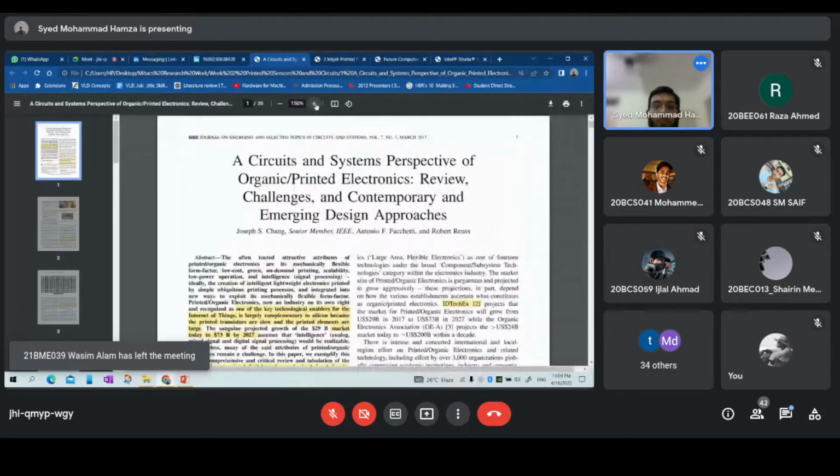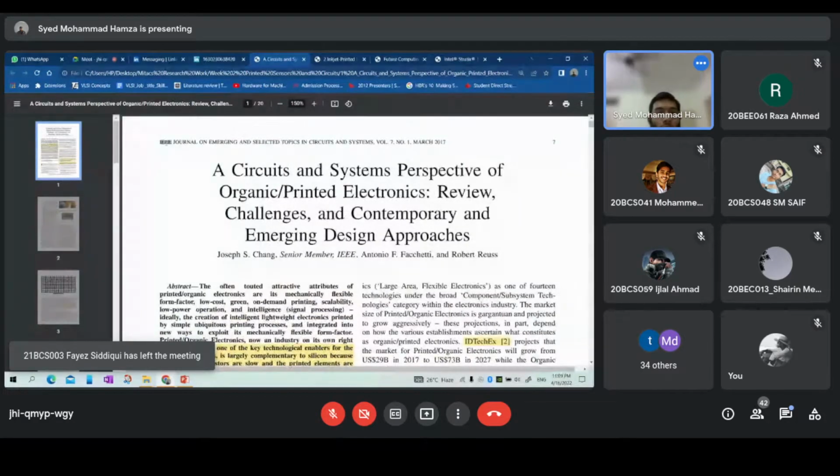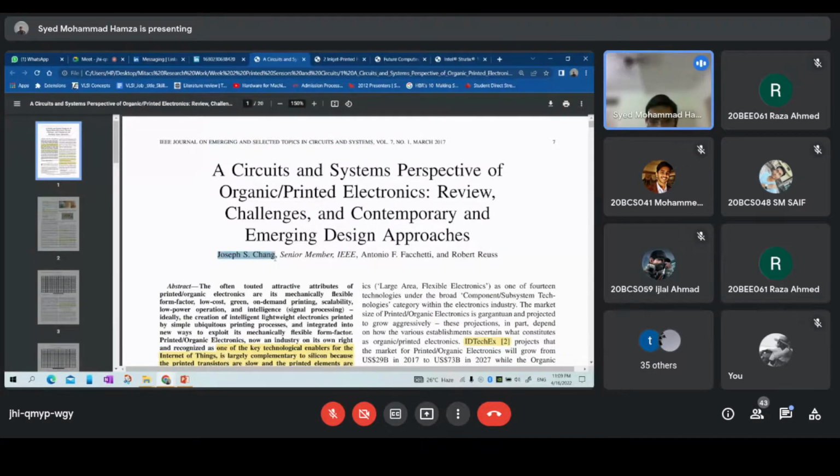Yeah. So this is the journal. The name of the journal is Emerging and Selected Topics in Circuits and Systems. So this is the name of the journal, and this is the title of the research paper. Now you can see that these are the people who have written. These are the authors. So one author, second author, and the third author.